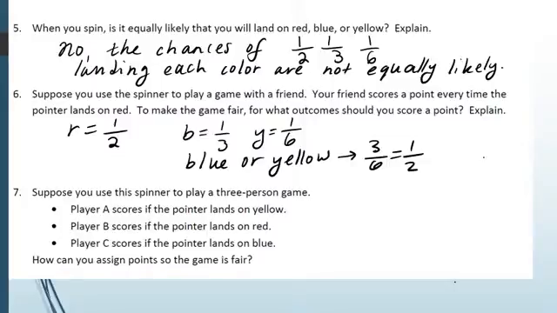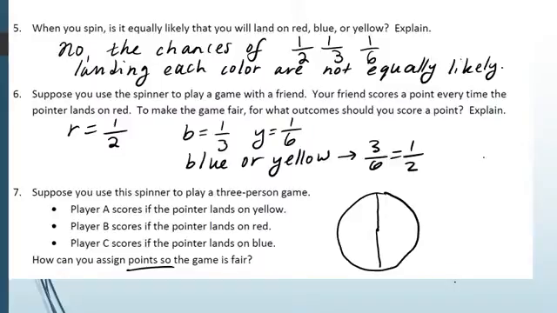Suppose you use the spinner to play a 3-person game. Player A scores on yellow, player B scores on red, player C scores on blue. How do you assign points so the game is fair? So this is an interesting problem to think about. I would suggest thinking about what the spinner looks like just to start.